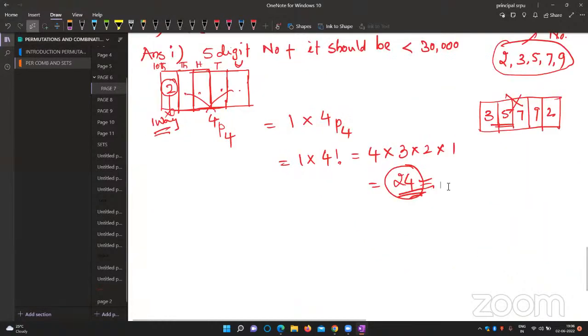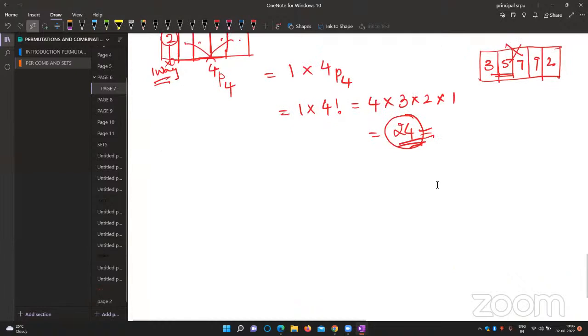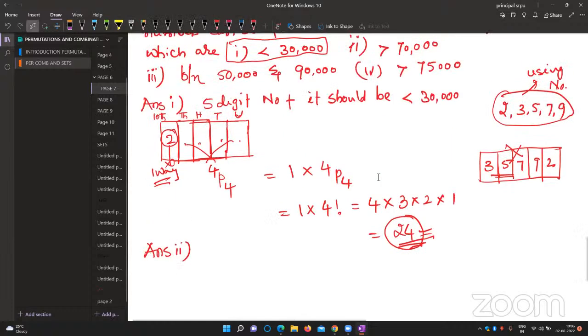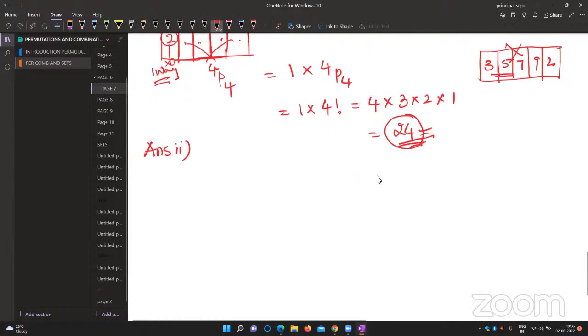Look at here. I'll be going for the next one. Here itself I'll write the answer for question number 2. What are the available numbers? 2, 3, 5, 7, 9. These are the available numbers. You have to use these numbers and form the 5-digit number.